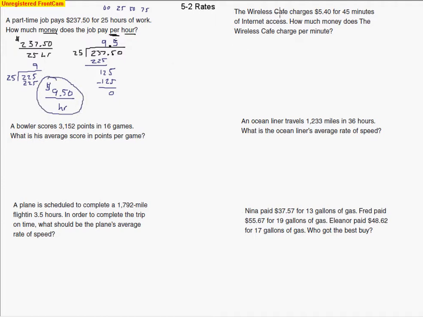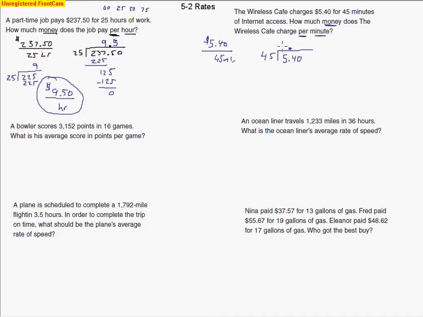So the wireless cafe charges $5.40 for 45 minutes of internet access. How much money does the wireless cafe charge per hour? Okay, so money per, oh, I'm sorry, not per hour, but per minute. And so $5.40 per 45 minutes. So let's go ahead and set up our division problem. 45 into 5.4, and then I'll add in that 0. So bring the decimal point straight up into the quotient.